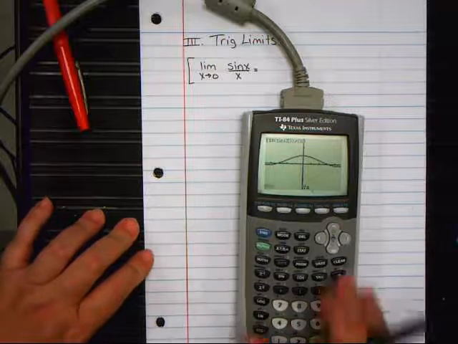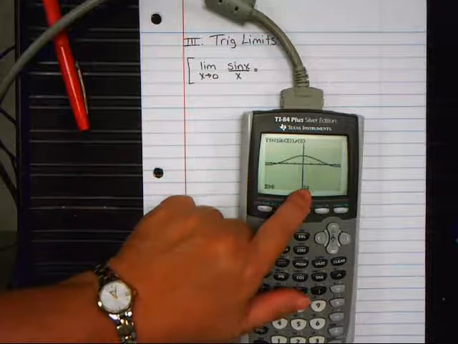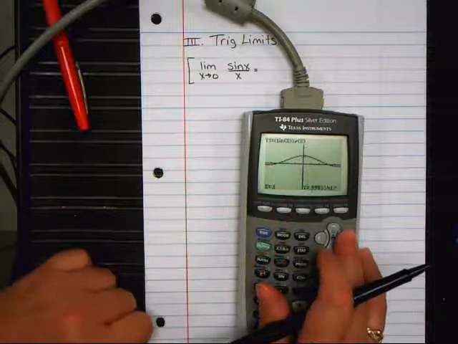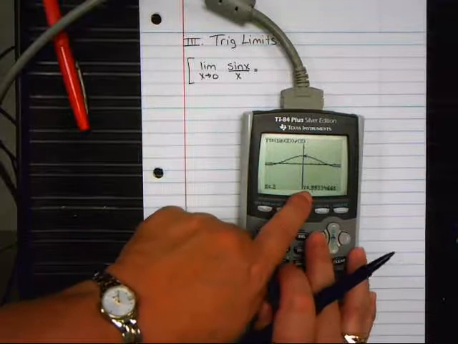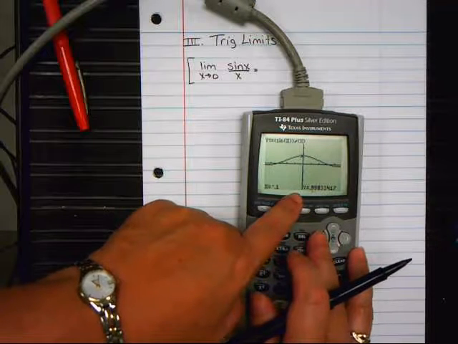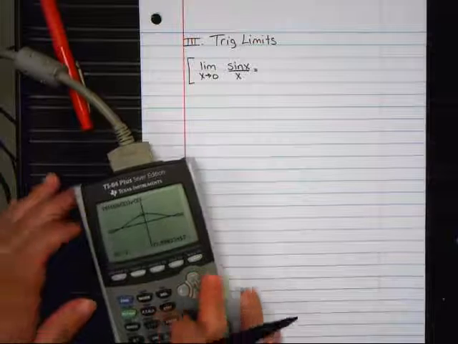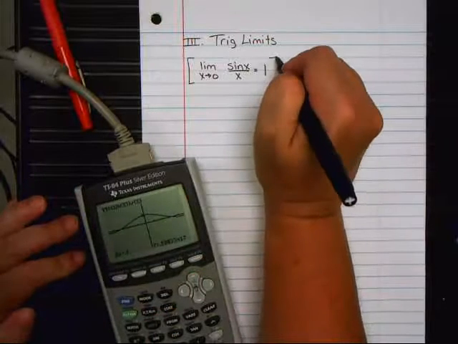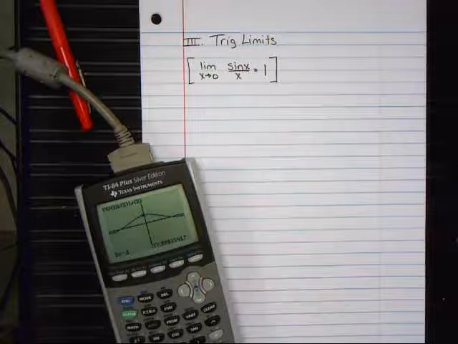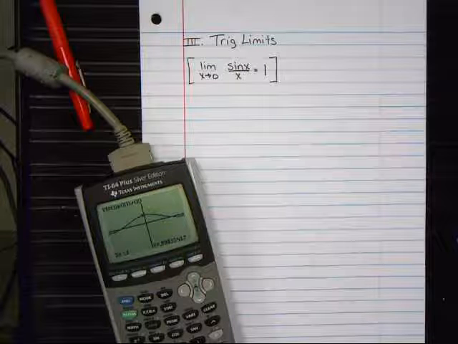But let me push trace. Do you notice that there is no y value? Because it was 0 over 0. But if you trace on either side, look where they are. 0.998? 0.998? Yes, it's 1. The limit is 1. So we know the answer by looking at the graph and we're just going to accept it. It's 1. There's no other way algebraically to do this problem.